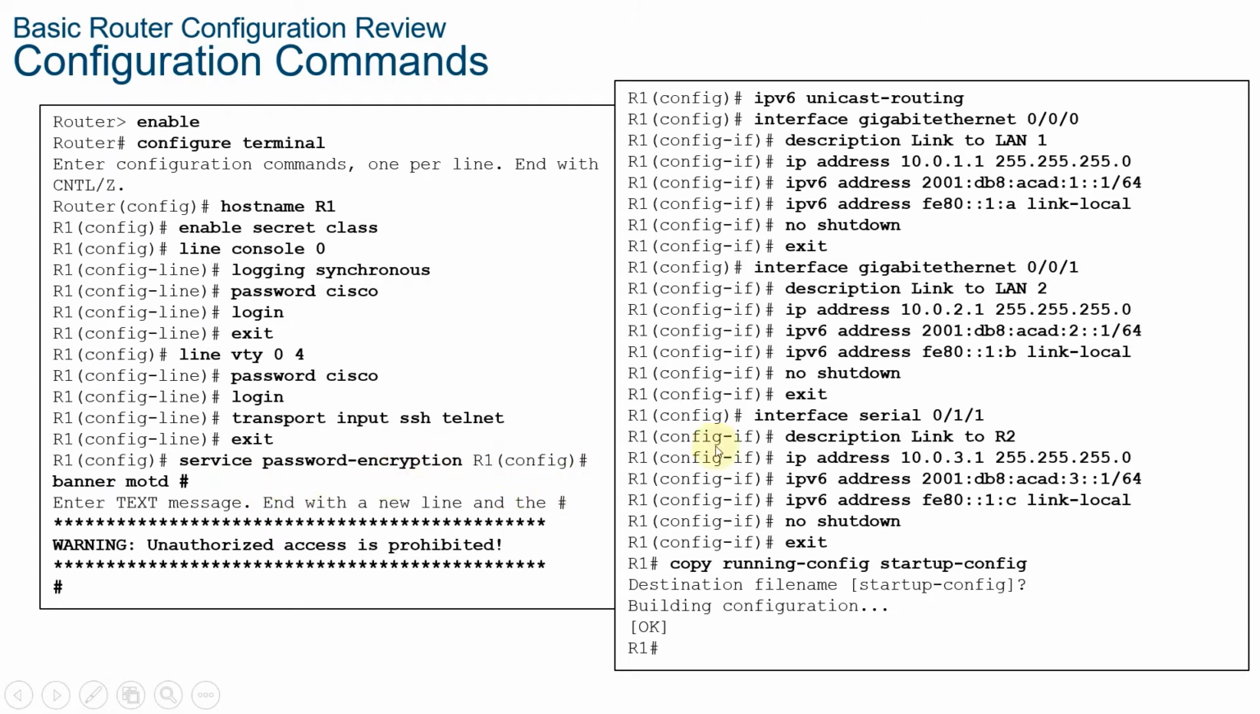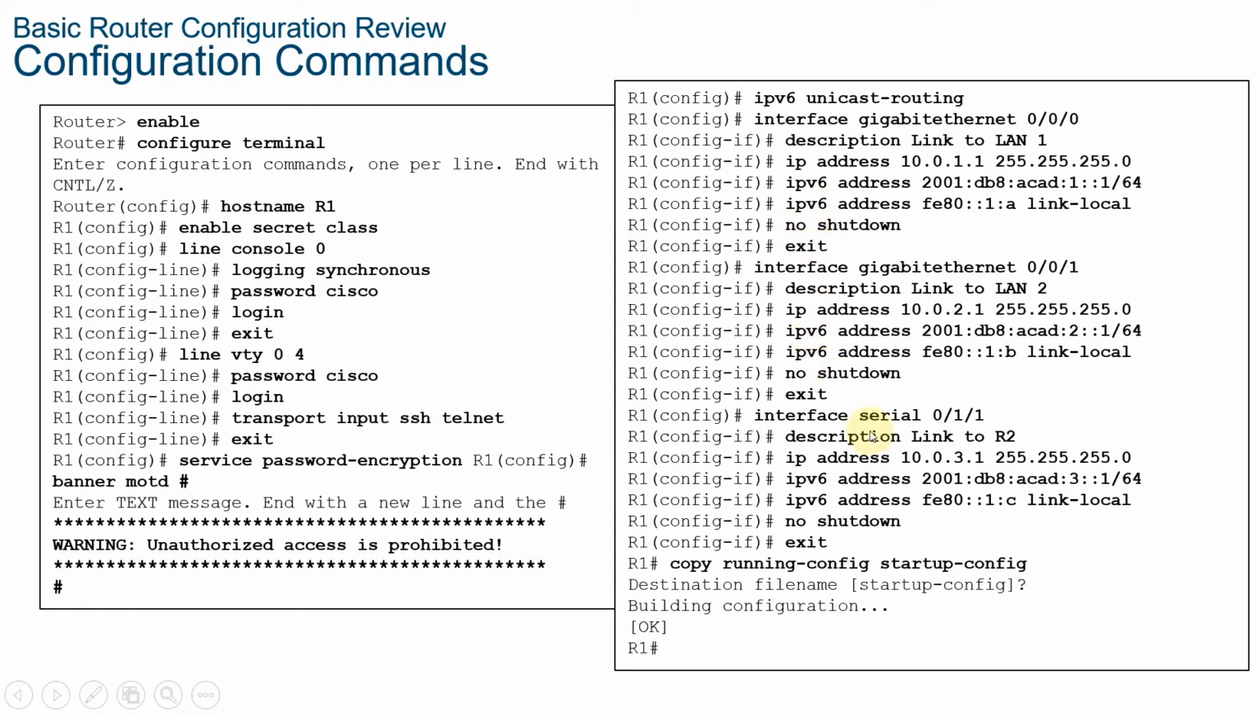Next, for IPv6, this is how we configured IPv6. Of course, we start with IPv6 unicast routing and then configure an IP address. So interface GigabitEthernet 0/0/0, description: link to LAN 1, IPv6 address, and of course, no shutdown, right? We have to enable the interface.